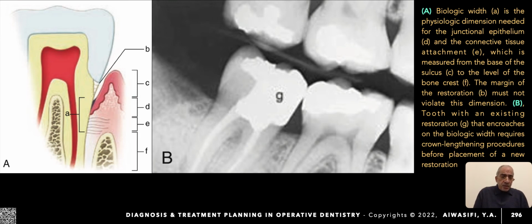In such a case, you can note that the bitewing radiograph shows that this patient had undergone crown lengthening just to get the alveolar bone and the biological width away from your gingival margin, and to adjust the gingival margin.